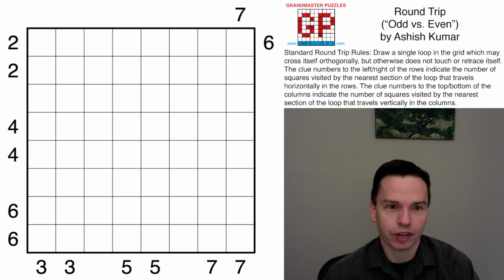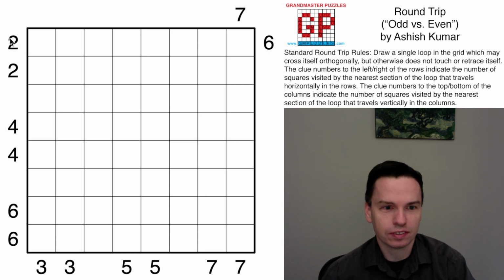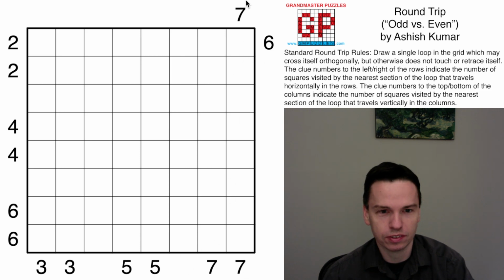So here to solve this round trip puzzle called odd versus even. We'll see the left and right of the grids are the even clues, the top and bottom are the odd clues. These 7s are the same clue in general, but this 2 and the 6, which are different clues, looks like the right place to start. We've got a 2 and a 6 long stretch in this 8x8 grid, just perfectly fit in.